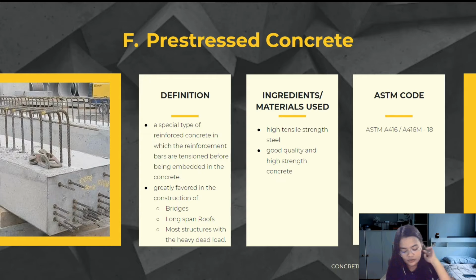Pre-stressed concrete is used to build bridges, heavy-loaded structures or roofs that have long spans. Pre-stressed concrete uses high tensile strength steel and concrete of good quality. ASTM code for this type of concrete is ASTM A416/A416M-8.